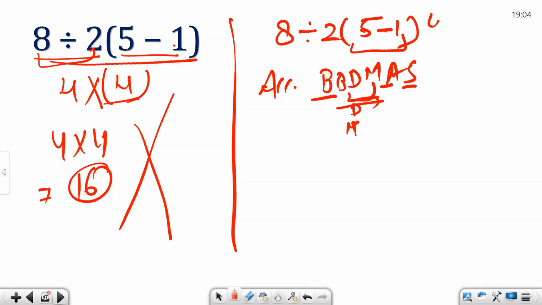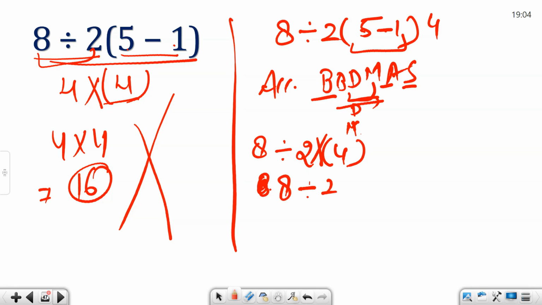Subtracting 1 from 5 leaves us with 4, so we'll go ahead and write down 8 ÷ 2(4). Next, we can remove those parentheses and put a multiplication sign there instead. So it simply becomes 8 ÷ 2 × 4.